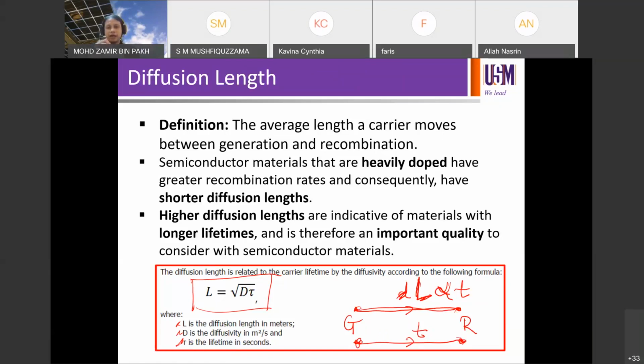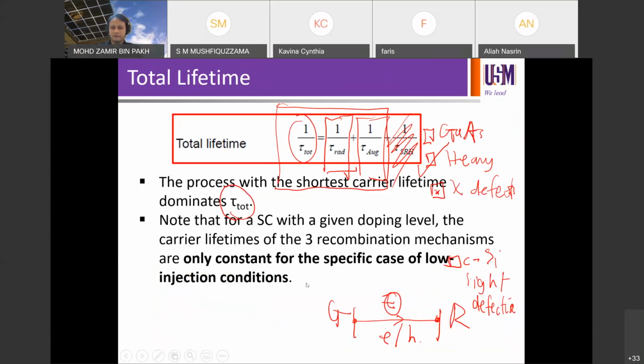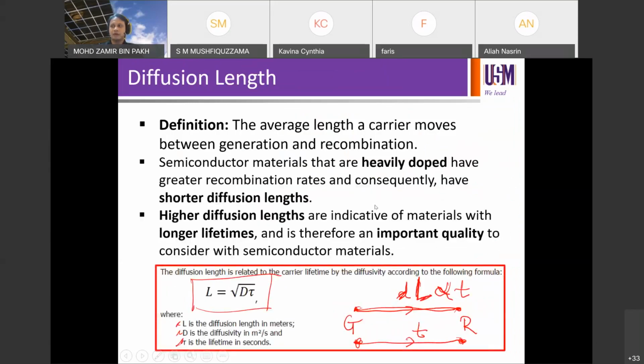So semiconductor materials that are heavily doped have greater recombination rates and consequently shorter diffusion length. If you dope your crystalline silicon, say at 10^18 versus 10^14, the diffusion length of your 10^18 crystalline silicon will be a lot lower because the lifetime of the carriers will be a lot lower as well. Because if you go back to the previous page, if it's heavily doped, then you're going to have a high contribution from the Auger recombination that will reduce your lifetime. And if your lifetime is reduced, your diffusion length will be reduced as well, because L is proportional to tau.